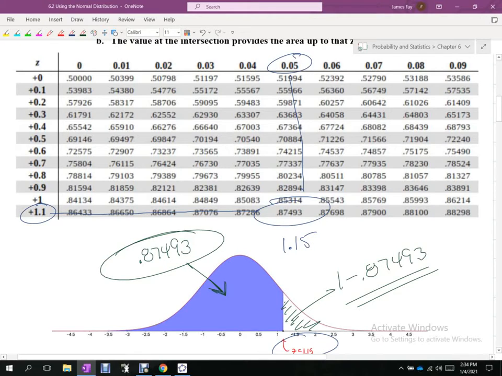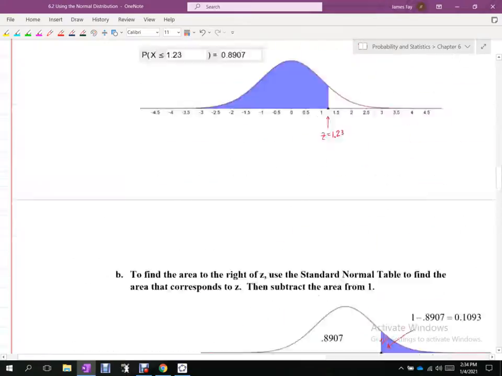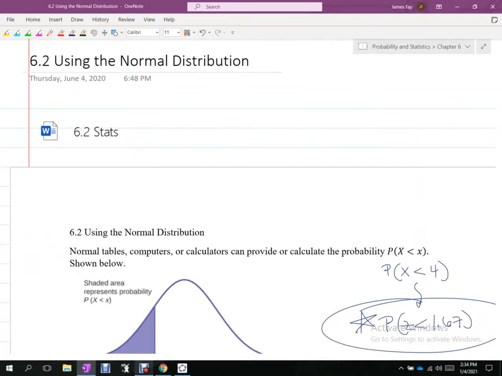Yes? Can you do the negative one too? Okay, so if we go negative 1.15. Yeah. I don't remember if that's what I did on the test, but whatever I did, it worked. Yeah, that'll work. Because of the symmetry.